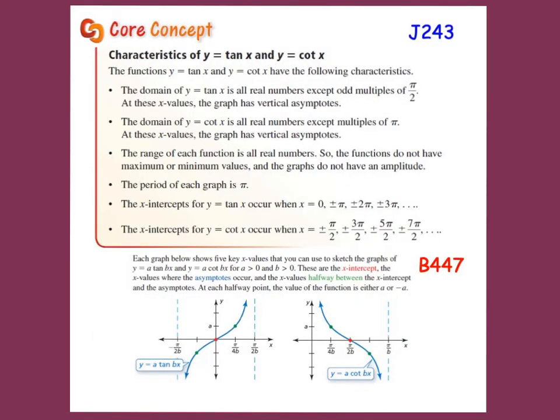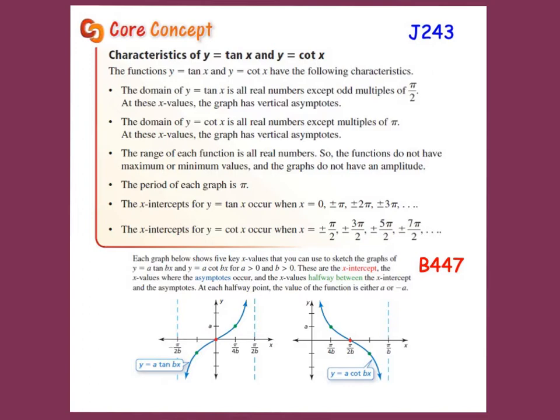Characteristics of y equals tangent x and y equals cotangent x. The functions y equals tangent x and y equals cotangent x have the following characteristics. The domain of y equals tangent x is all real numbers except multiples of pi over 2. At these values, the graph has vertical asymptotes. The domain of y equals cotangent x is all real numbers except multiples of pi. At these values, the graph has vertical asymptotes.